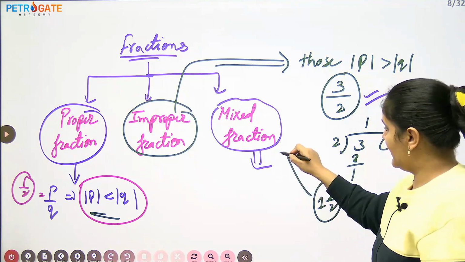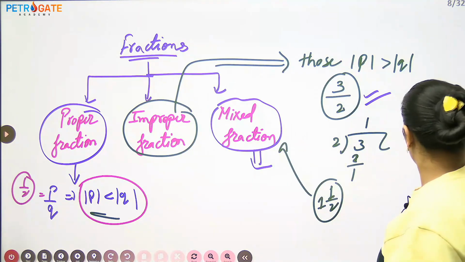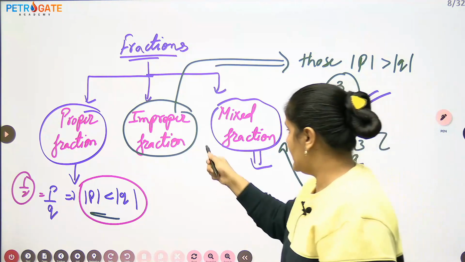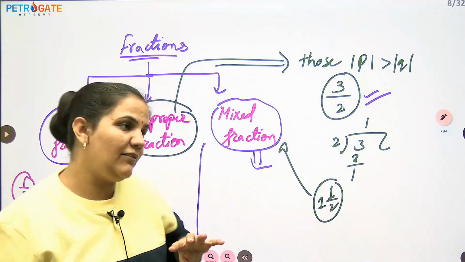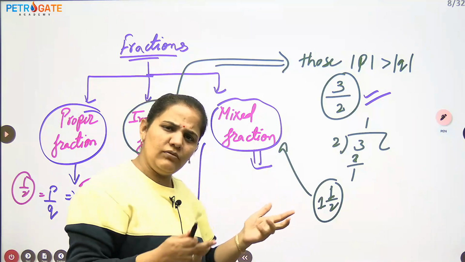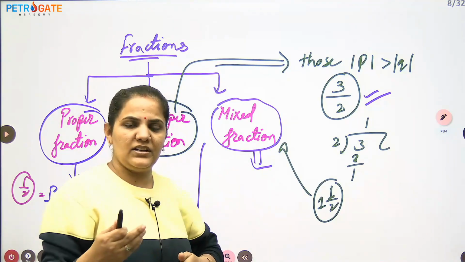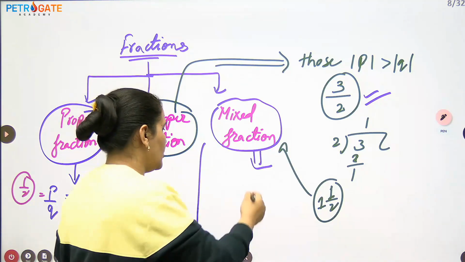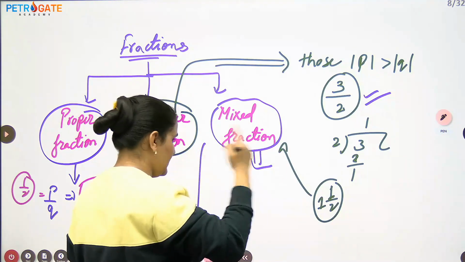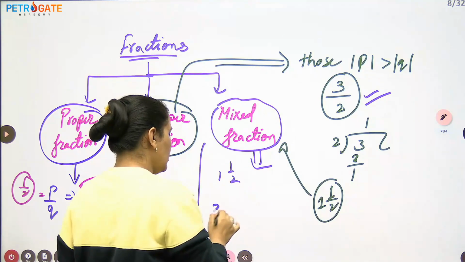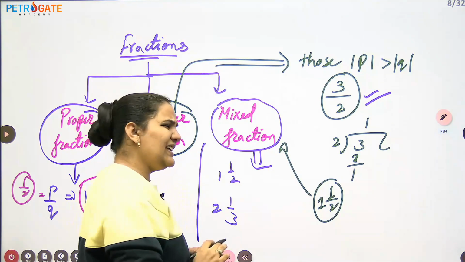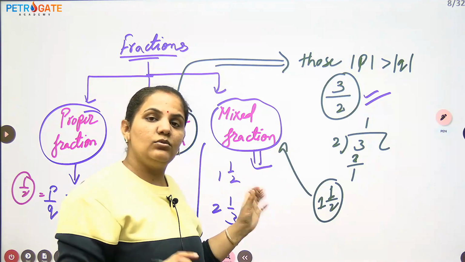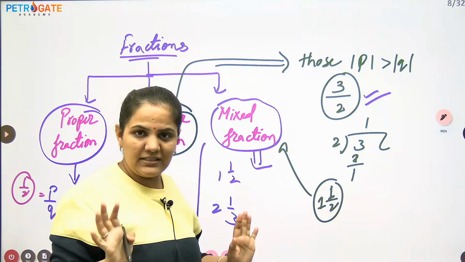It is the mixed fraction. I think you guys are getting my point. Mixed fraction means when you convert an improper fraction into another form, that is called the mixed fraction. So it can be written like this: 1 and 1 by 2, 2 and 1 by 3. Any improper fraction can be converted into a mixed fraction very easily.